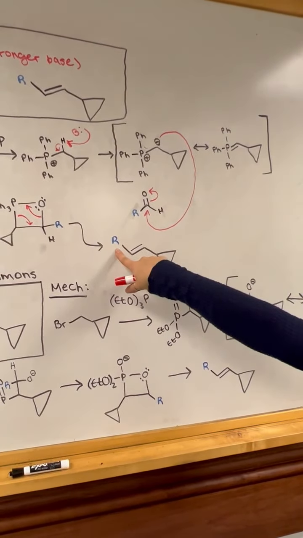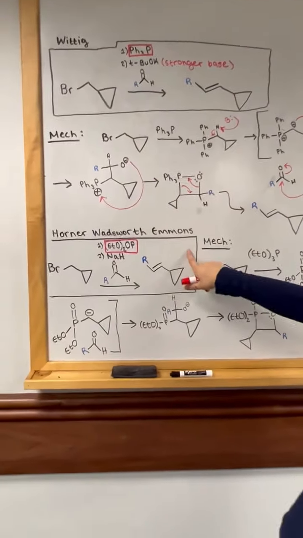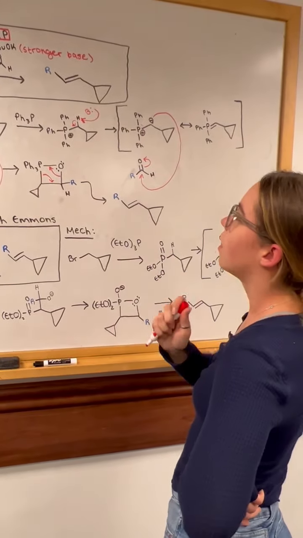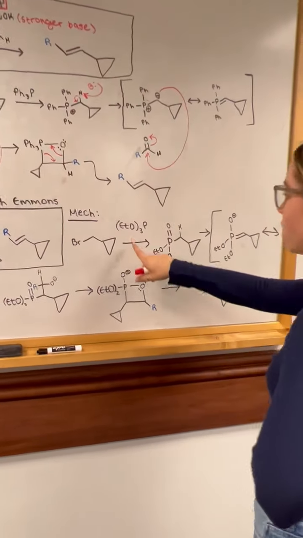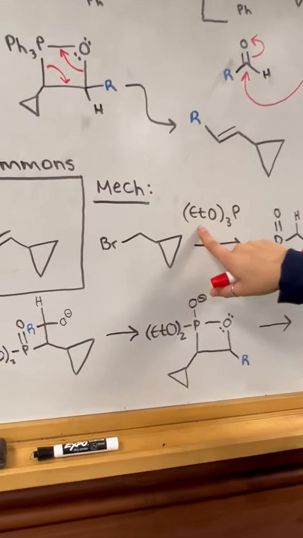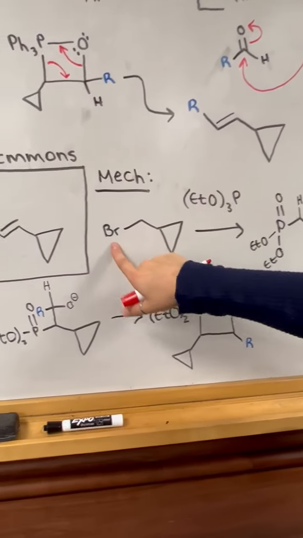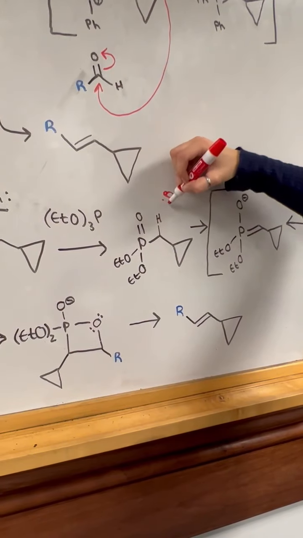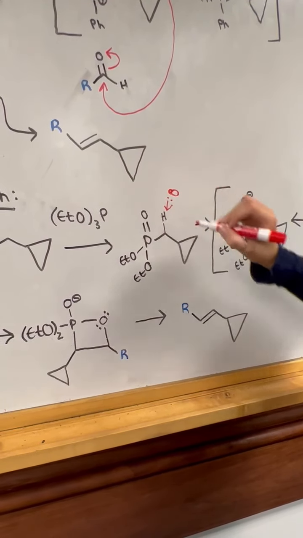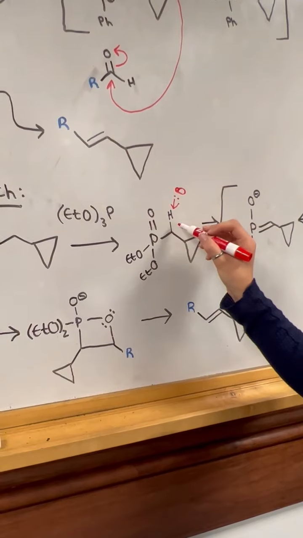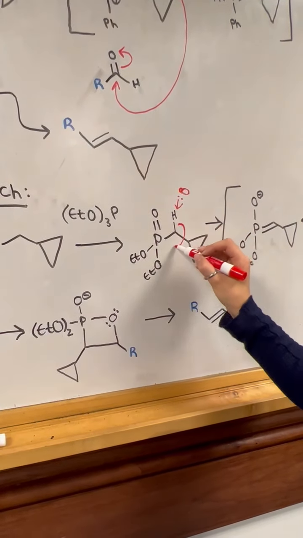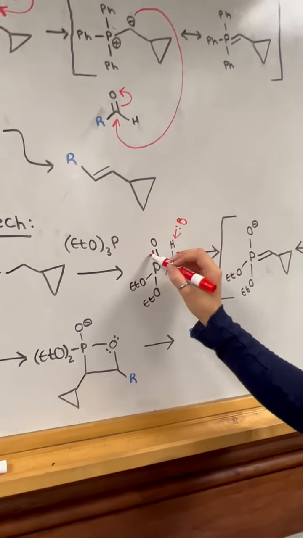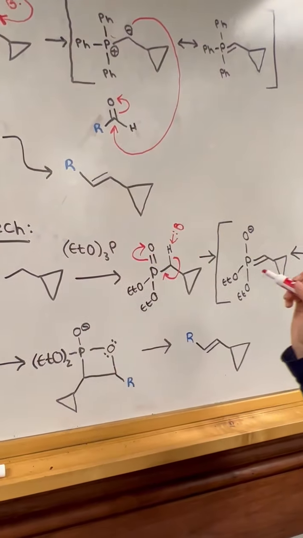For the Horner mechanism, we do something similar as we did up here when we added the triphenylphosphine group. We are instead just adding the phosphine oxide in the place of the halogen. Then again, we're deprotonating the carbon next to the phosphate, which is going to swing the electrons down to form a double bond between the carbon and the phosphate and swing these electrons back up to the oxygen.